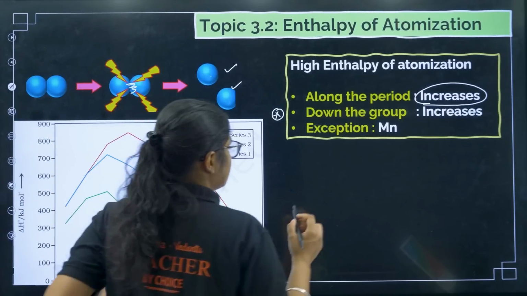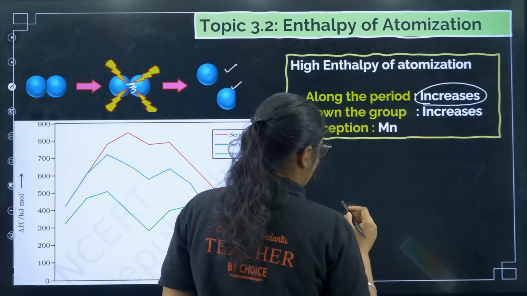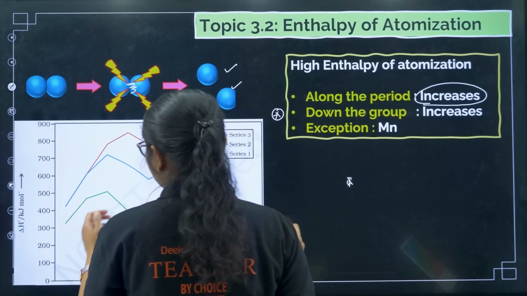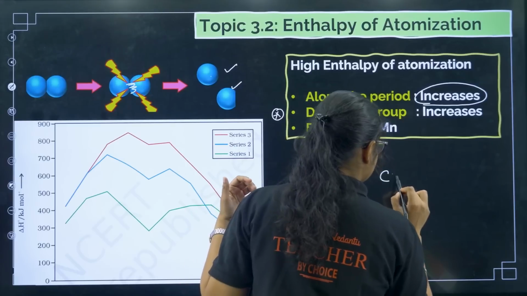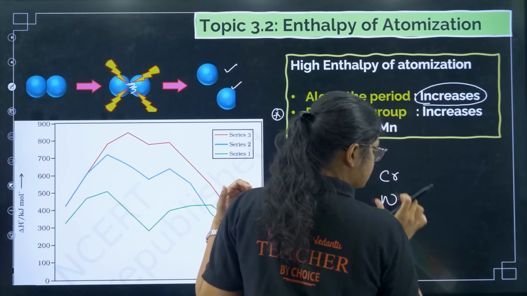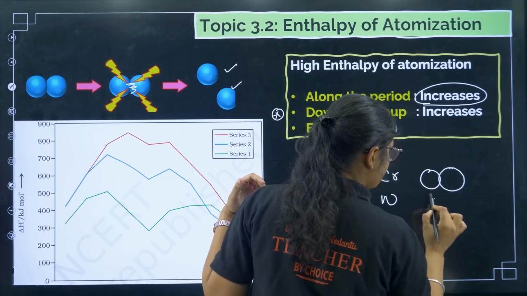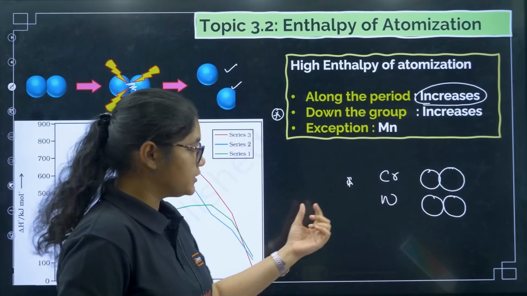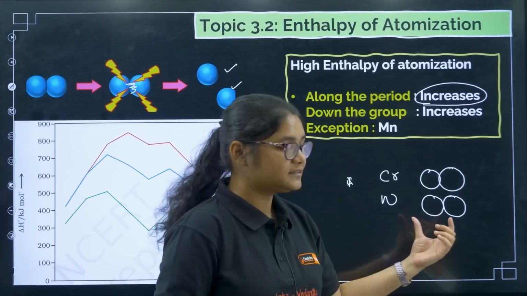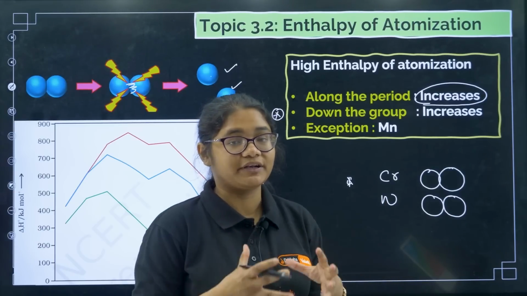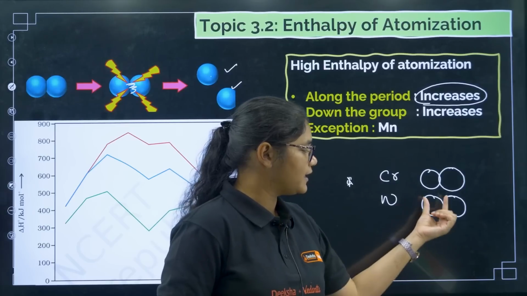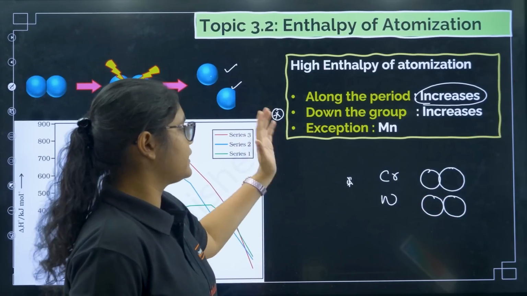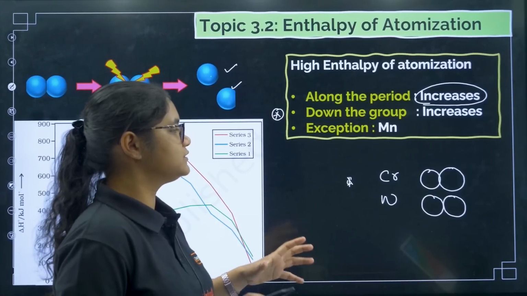So suppose you have here, for example, chromium and tungsten, right? They are in the same group. So this is 2 atoms of chromium and this is 2 atoms of tungsten. Chromium mass is lesser, so here the force of attraction is less. Tungsten masses are heavier, so here the force of attraction is very high. So definitely the enthalpy of atomization required will be more. Clear? So that is the thing, along the period and down the group, both sides it increases.